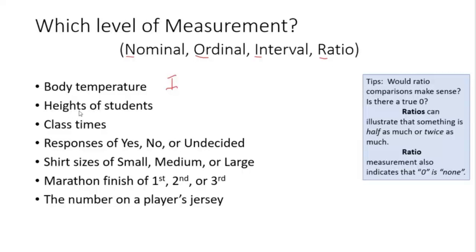Heights of students. I hope no student ever measures 0, but when you're measuring with a ruler, if something measures 0, then it means that there is no height, because you're never going to have a negative height. So this one is a ratio. Somebody that is 4 feet tall is twice as tall as someone that is 2 feet. So a toddler versus your elementary student, you can be twice as tall. And again, that's over here on the right. Ratios can have something like half as much or twice as much.